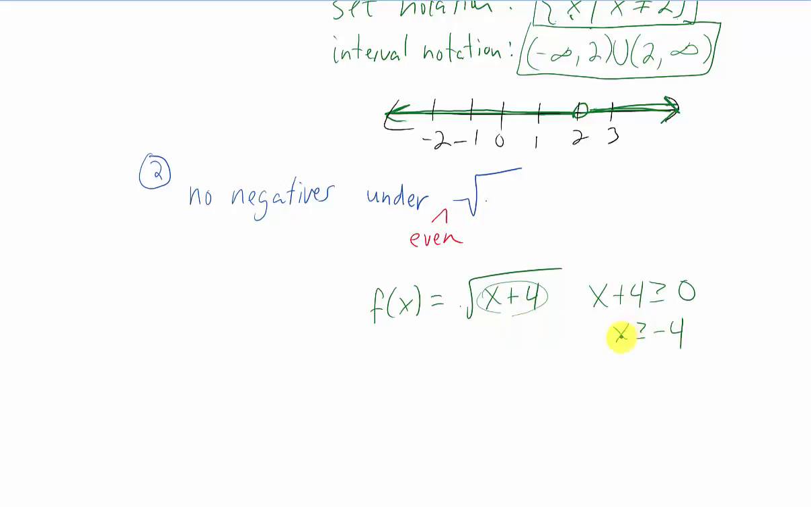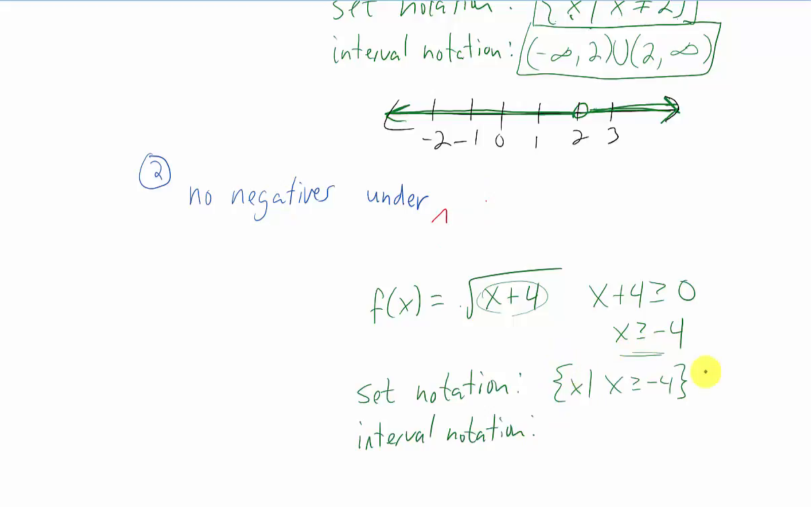Why? Well, if I picked a number that was less than negative 4, I would get a negative under my square root, and that's not a real number. So that x couldn't be part of our domain. Okay, let's write this answer out in both set notation and interval notation. Set notation is the same as before. It's the set of all x values such that x is greater than or equal to -4. And that would be your answer if you were asked for set notation.